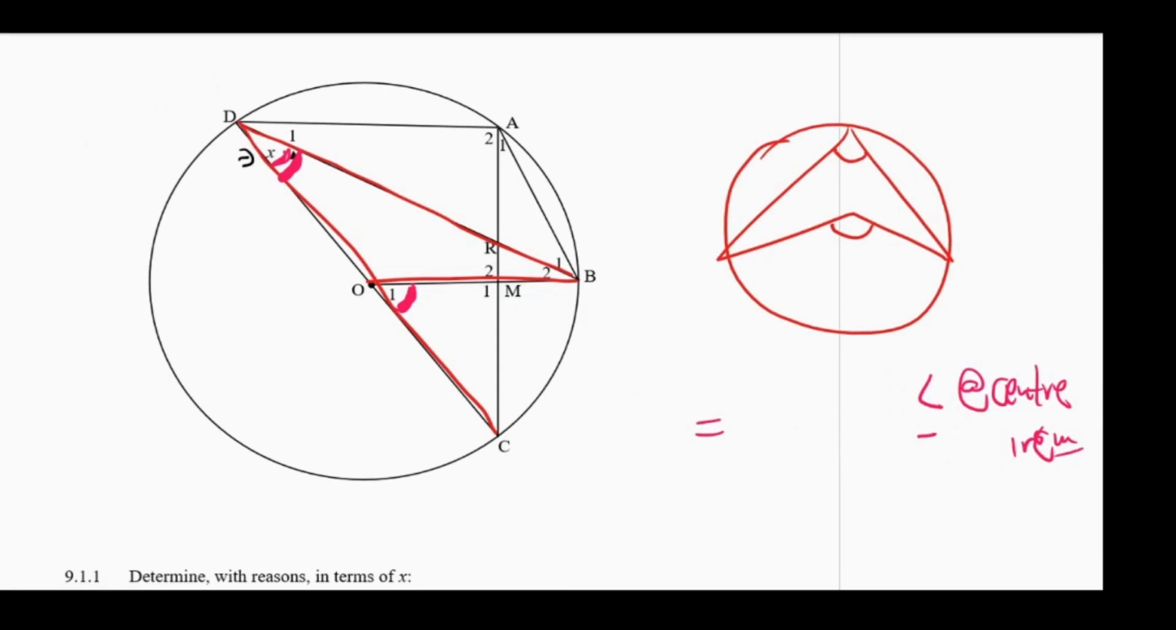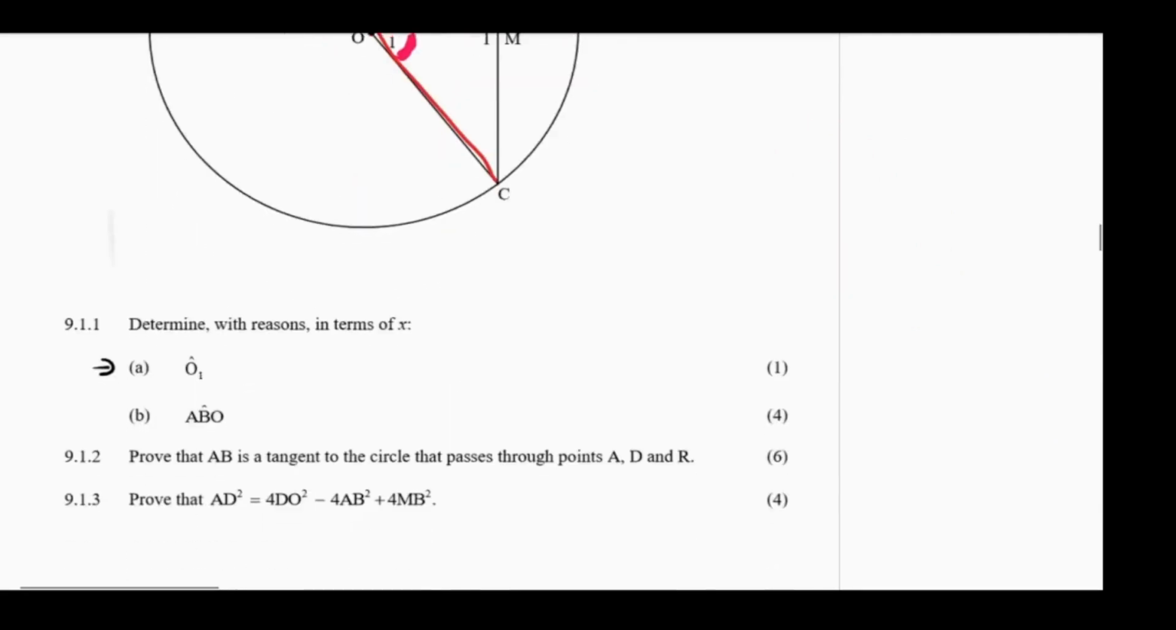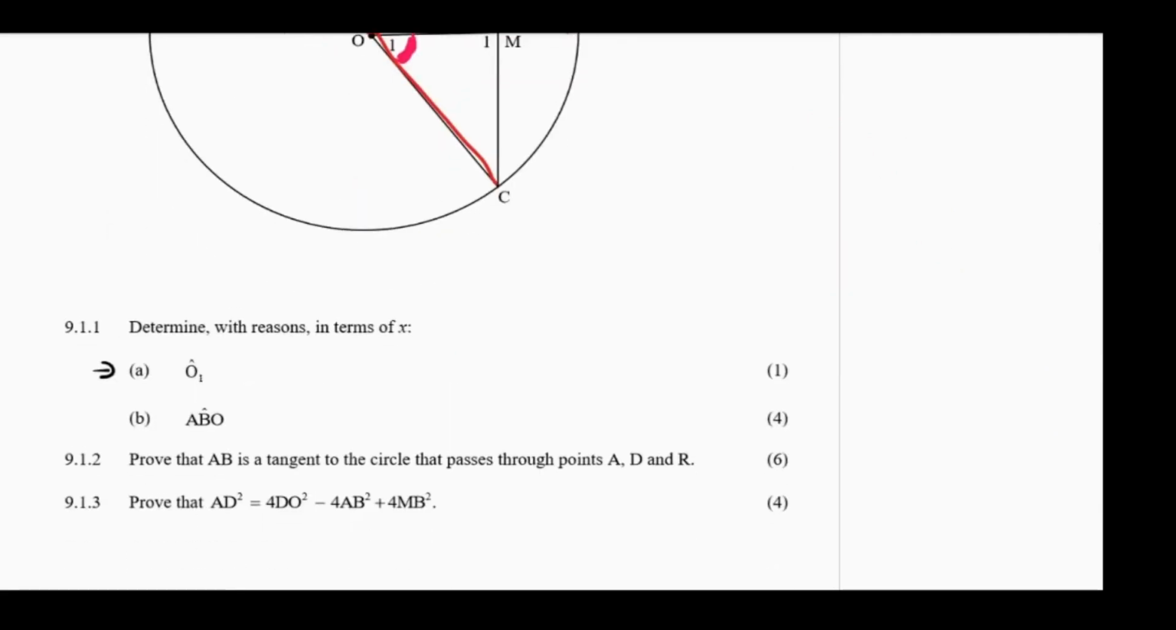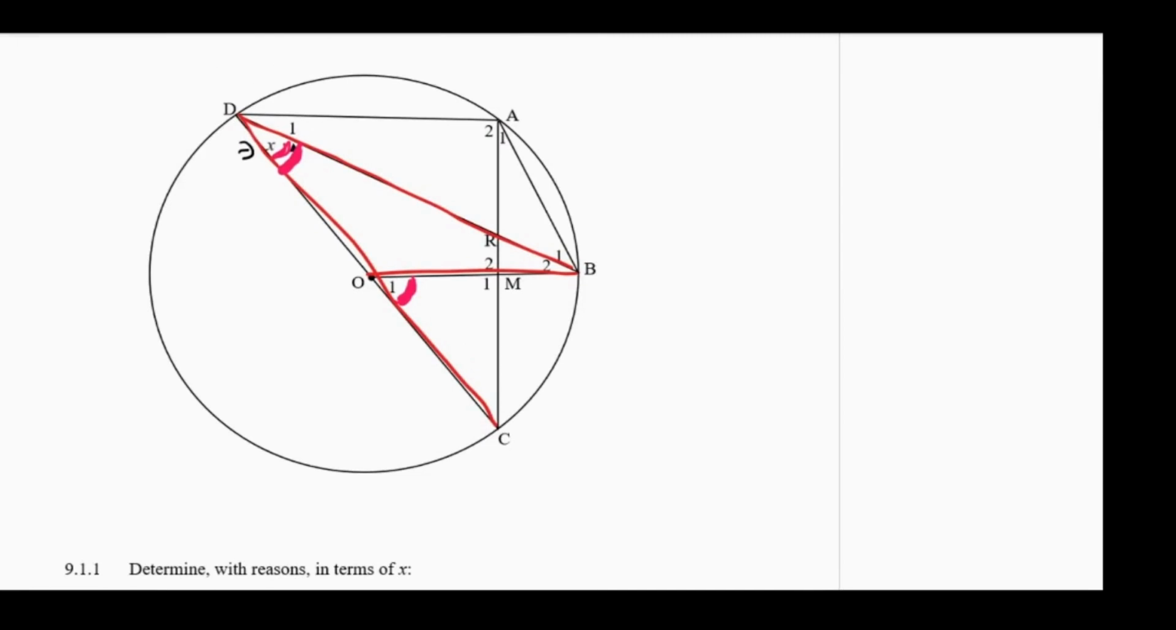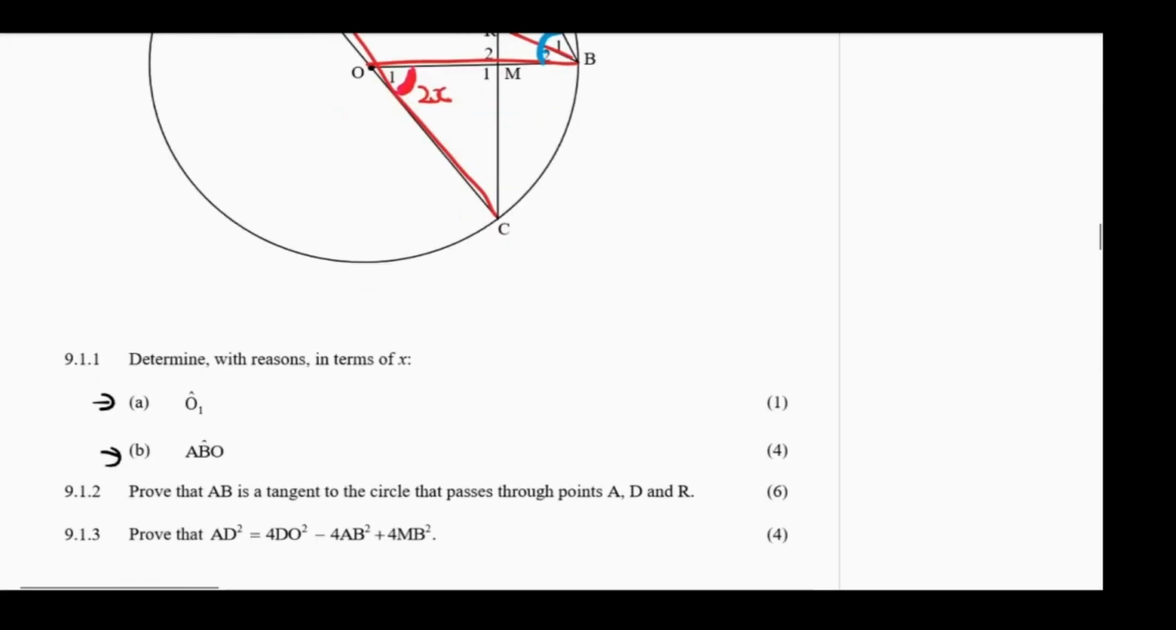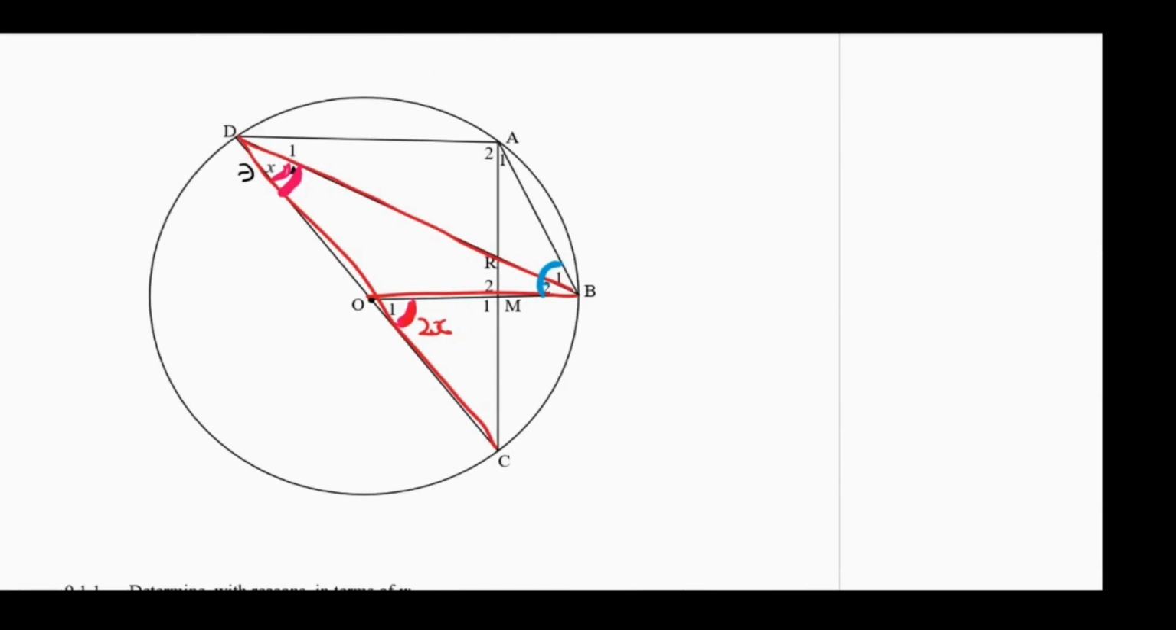So now we're going to do the B part of the question. Find the angle of ABO. So now we know that this middle here, this O1, is 2X, right? And we want to find this angle here, right? Because we are told it's ABO, right? So it's ABO.